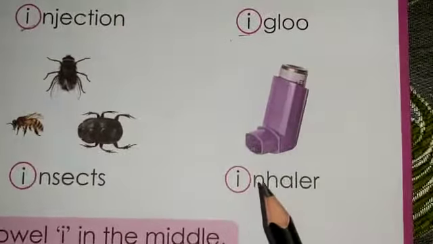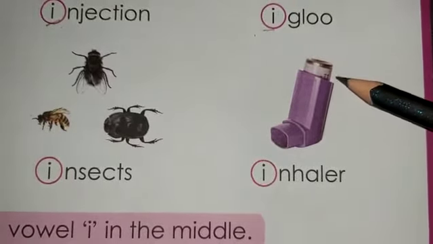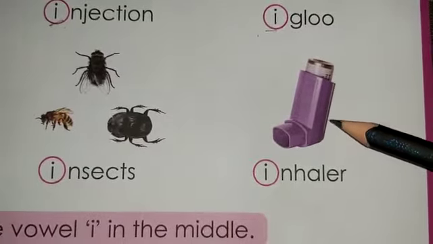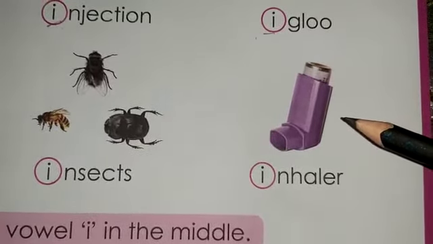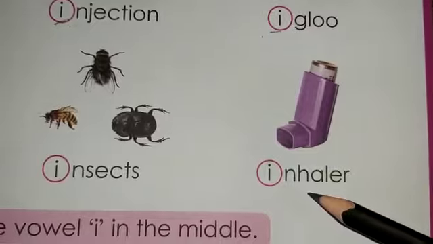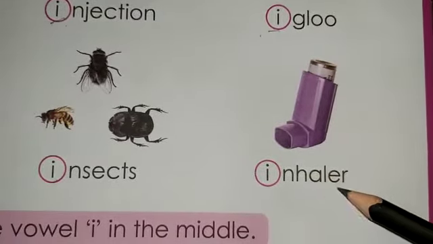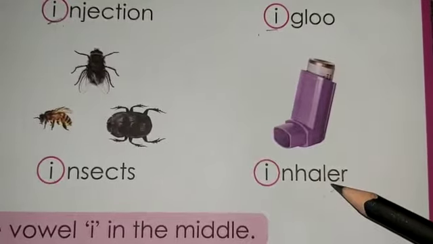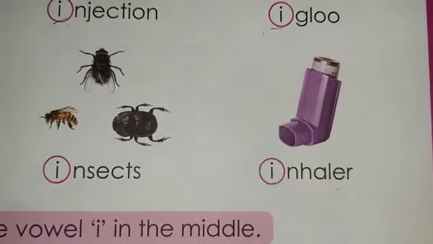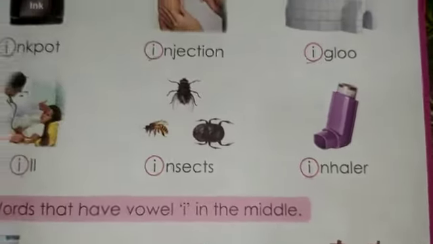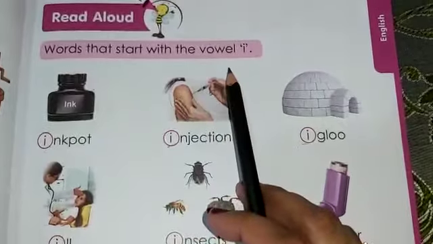Now, come up to the next one. What is this, students? Yes, this is something which is used by people who have difficulty in breathing. This is an inhaler. Inhaler. I-N-H-A-L-E-R. Inhaler. And where's the vowel I? Here in the beginning. Vowel I. Okay. So, all these were examples of the words that start with vowel I.